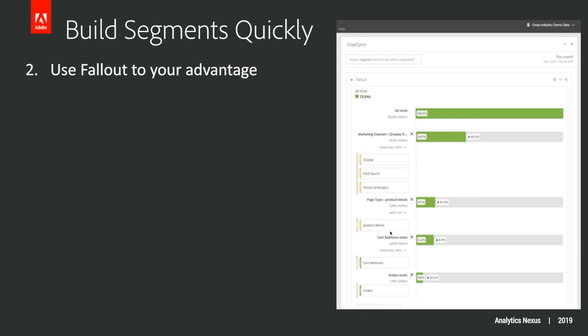Next up, the ability to build segments quickly. I'm a big fan of taking advantage of fallout. If I'm ever building a somewhat complicated sequential segment, fallout is really useful for doing some of the heavy lifting when it comes to building your segment. You can see here within my fallout, I defined marketing channel equals display or paid search or social campaigns. Basically, I'm focusing on all of my paid marketing channels.